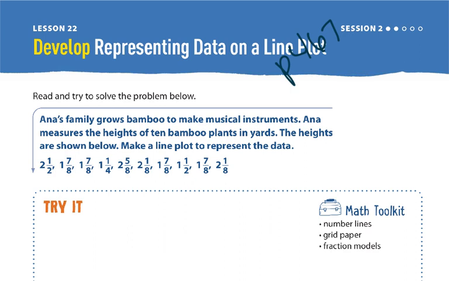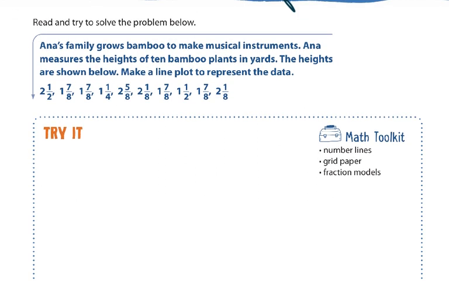All right, let's read the story problem first. Make sure we're on the same page. Ready? Anna's family grows bamboo to make musical instruments. Anna measures the heights of 10 bamboo plants in her yard. The heights are shown below. Make a line plot to represent the data.